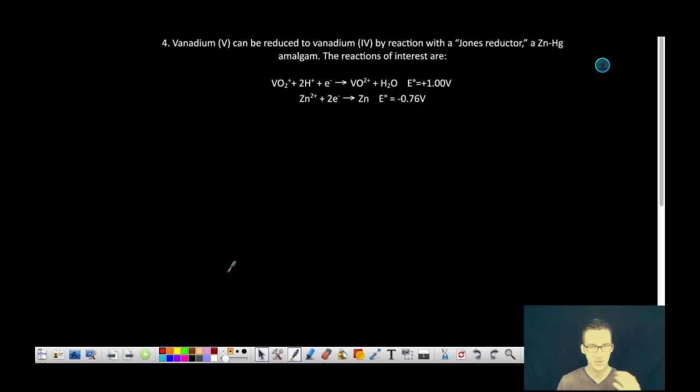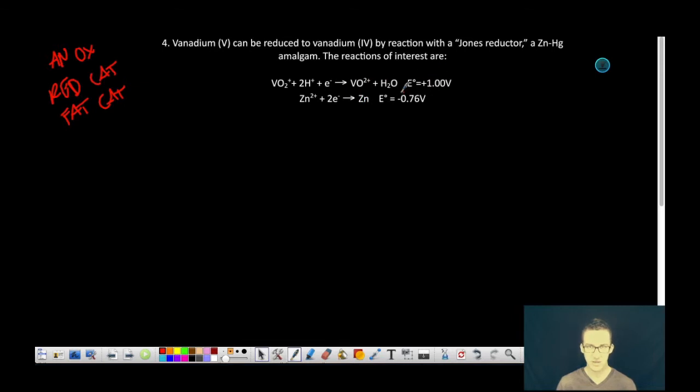Again, you have to be able to take a look at a couple of reduction half reactions and build a galvanic cell based on just the information provided in those half reactions. As you do that, I would highly encourage you to fall back on these mnemonic devices, An Ox, Red Cat, and Fat Cat. They will help you out immensely as you work through trying to build these galvanic cells.